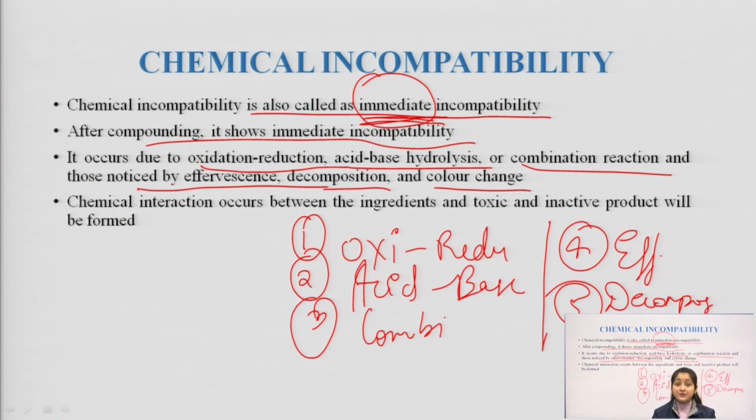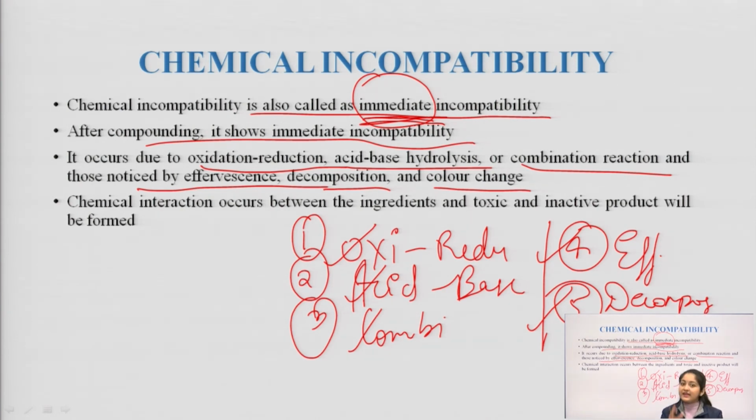I am just giving an example, the product is actually red in color, and we know that the proper product is supposed to be red in color only. However, due to any of these phenomena, it can be due to oxidation reduction, acid base hydrolysis, combination reaction, effervescence or decomposition, there is a slight change in the color. If the red color has turned blue, or brick red, or some other color has been achieved.